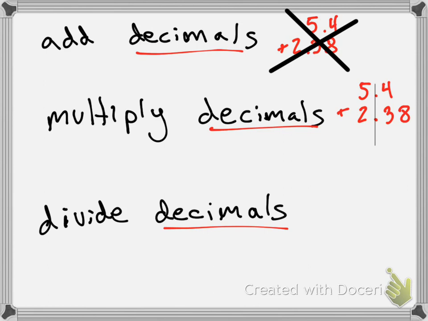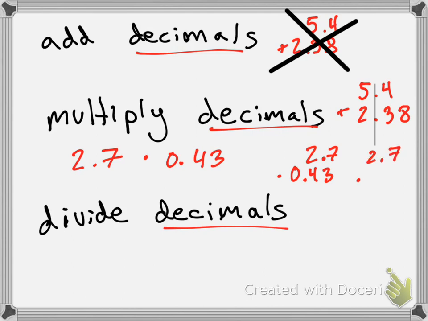What does that mean? Let's say I was multiplying 2.7 by 0.43, right? So if I wanted to do that, what does she mean by that? Am I going to put them like this, 2.7 times 0.43, or am I going to put them 2.7 times 0.43? So those are the two ways that we can see that. Which way do I do?